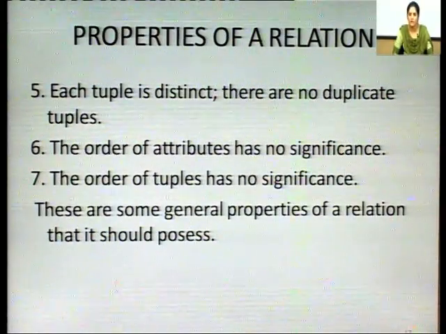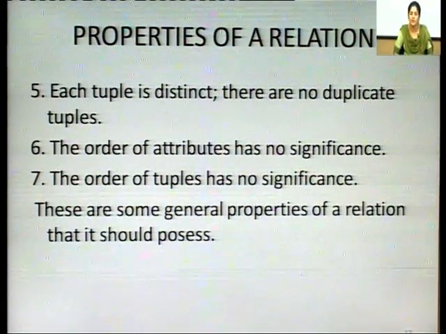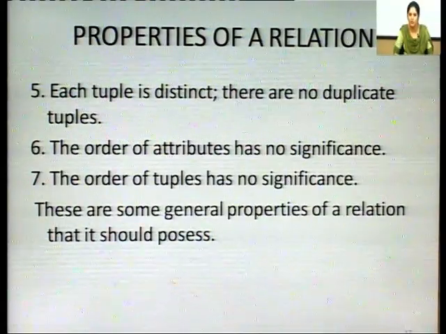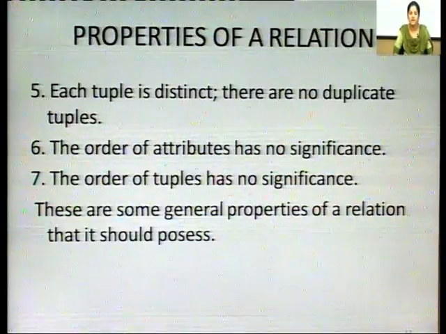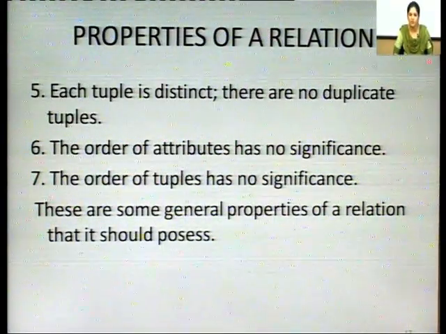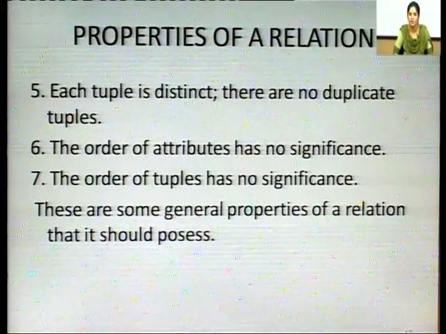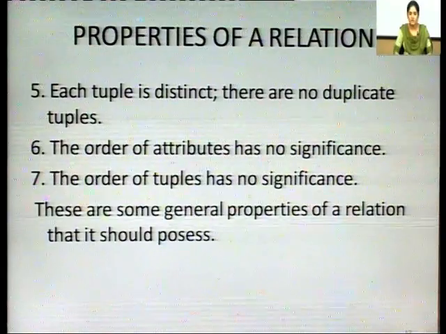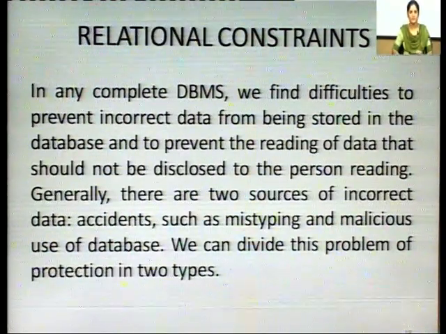Next is, the order of attributes has no significance. You can write the attributes in any order and it does not have any significance. It cannot affect your database at all. Next is, the order of tuples has no significance. The way you have stored your rows or records in your table also does not have any significance. So these are some general properties that a relation should possess.